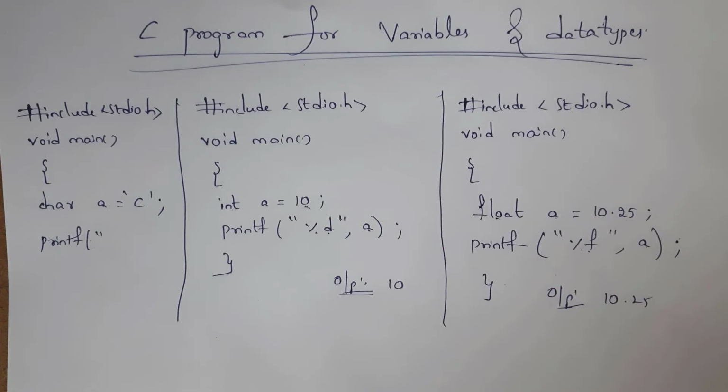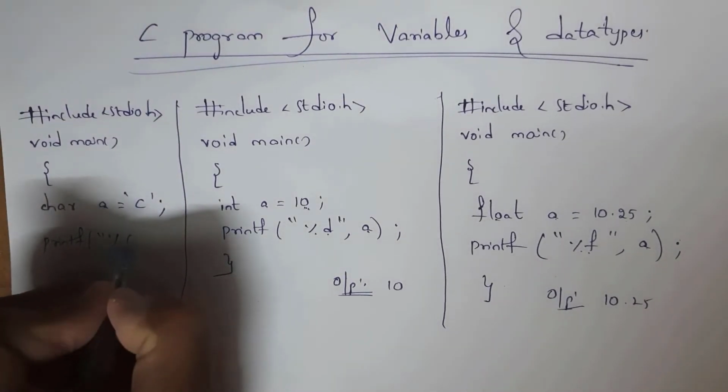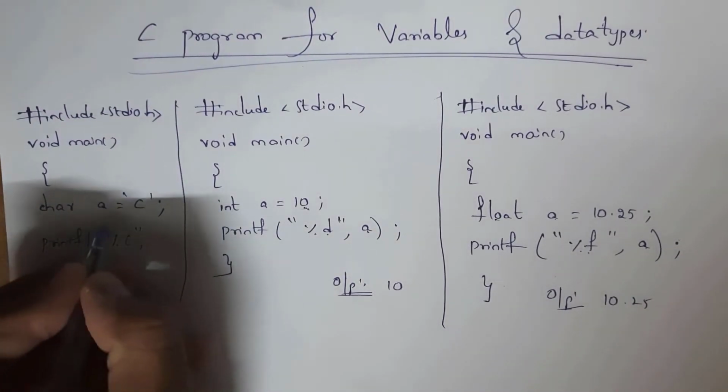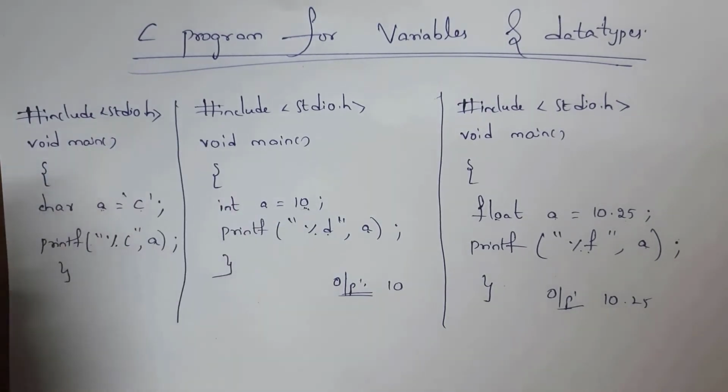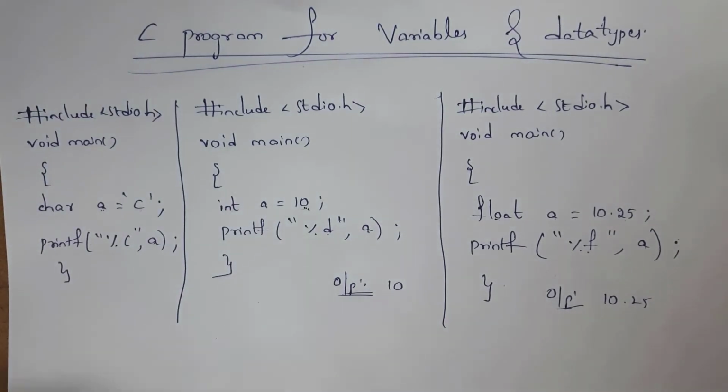Printf. For character you need to use %c. So close double quotations, comma. This c is present in variable a. So I am taking here a, close with semicolon. Whenever you execute this program, then you will get output as c.